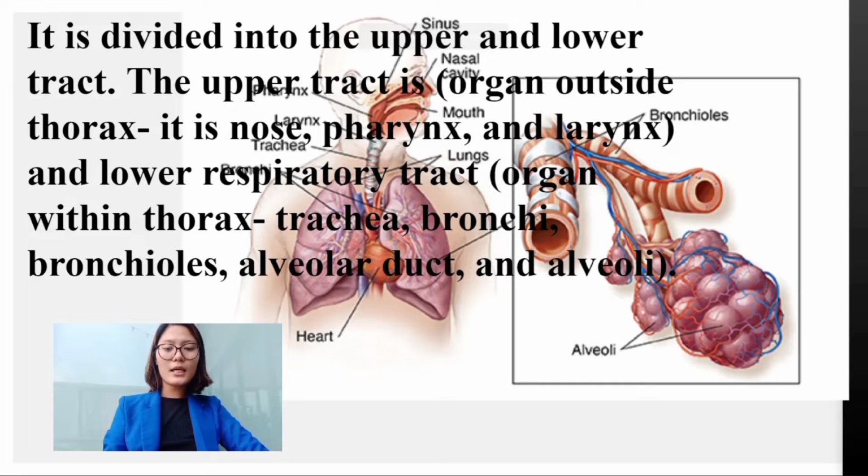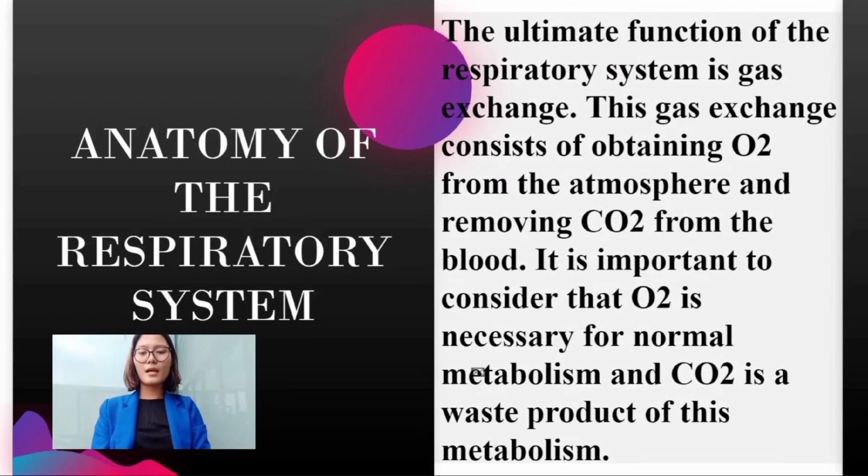The anatomy is divided into two parts, the upper and the lower tract. The upper tract is the organ outside the thorax. It is the nose, the pharynx, and the larynx. And the lower respiratory system or tract, the organ within the thorax: the trachea, bronchi, bronchioles, alveolar duct, and the alveoli. The ultimate function of the respiratory system is gas exchange.